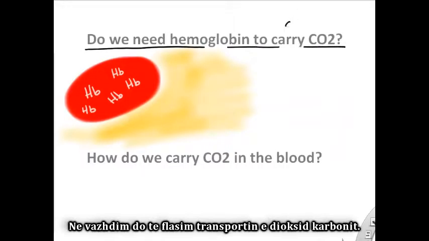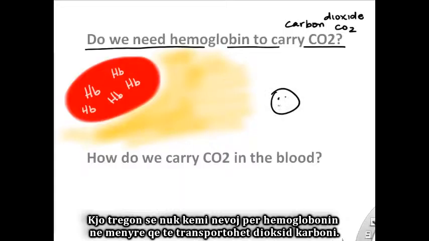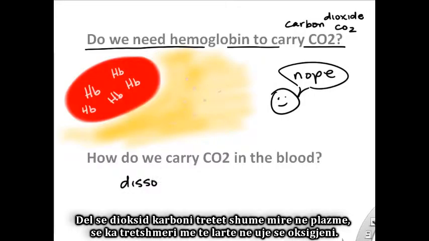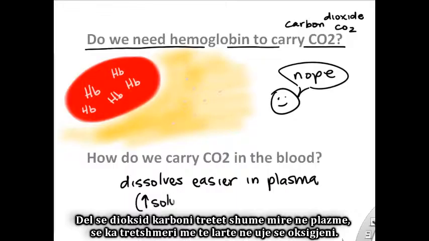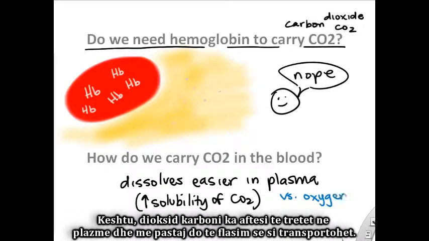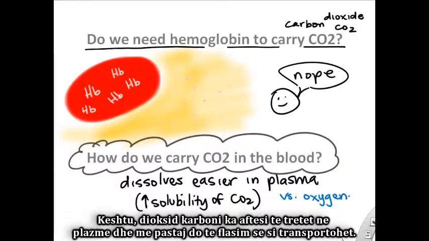So next we're going to talk about carbon dioxide transport. And it turns out you do not need hemoglobin in order to transport carbon dioxide. Turns out carbon dioxide dissolves pretty well in plasma, because it has a higher solubility in water than, say, oxygen. So carbon dioxide is able to dissolve into your plasma, and then actually we'll talk about how it's carried here.